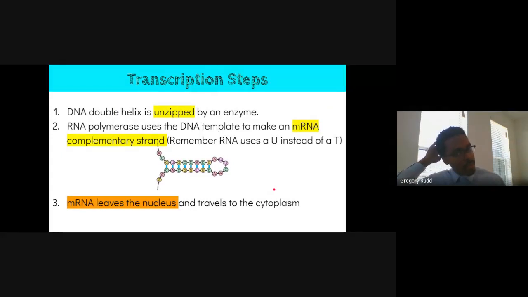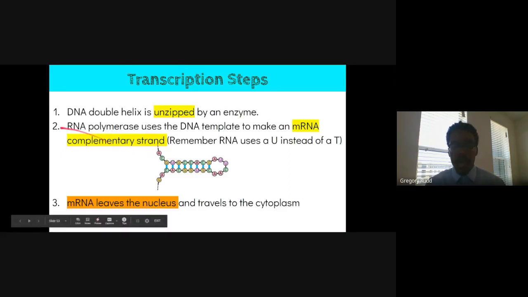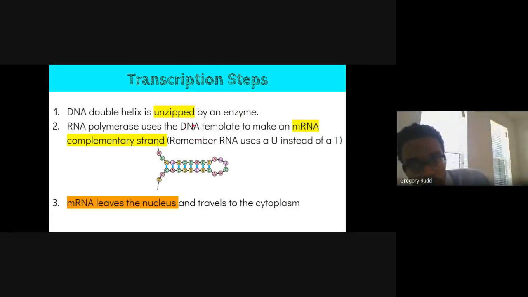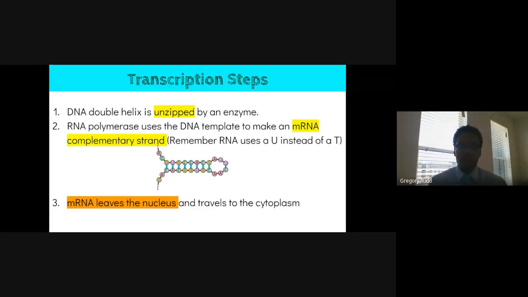Here are the steps of transcription. First, just like yesterday when we talked about DNA replication, the DNA needs to be unzipped. You can't do much with DNA that is tightly wound up in its natural double helix state. We need to unzip it. We need to break those hydrogen bonds. And once that happens, the enzyme RNA polymerase can transcribe the DNA to mRNA. Lastly, the mRNA leaves the nucleus, not the cell, and travels to the cytoplasm where the next step will occur. We'll talk about the next step tomorrow. So this is the first step.